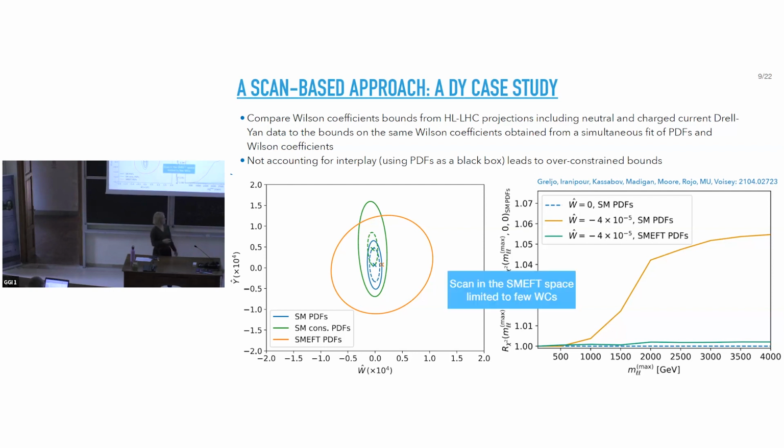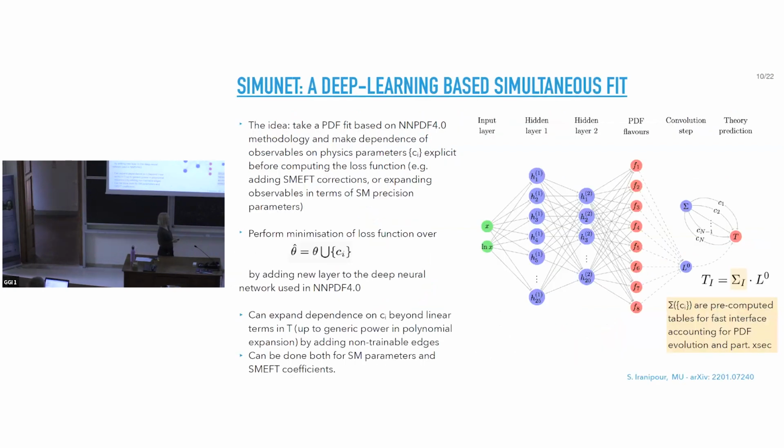Okay, but as I said, the scan in the SMEFT space is limited to a few Wilson coefficients. And also, as Maria Vittoria was asking, there are lots of uncertainties in this scan because you have to do lots of statistics. So what my student, Cheyenne, came up with was an idea that actually turned out to be really feasible. You take a PDF fit based on NNPDF 4.0. This is the NNPDF neural network that you give an x and gives you out the independent parameterization of the quarks, antiquarks, and gluons.